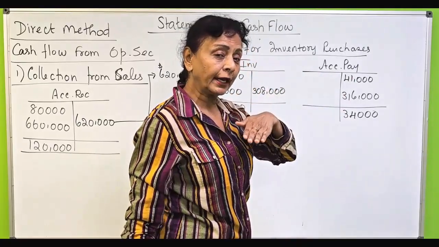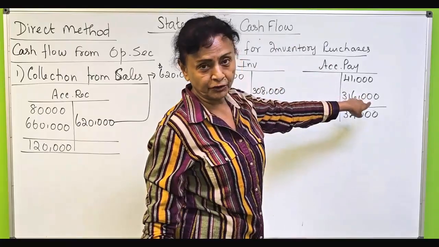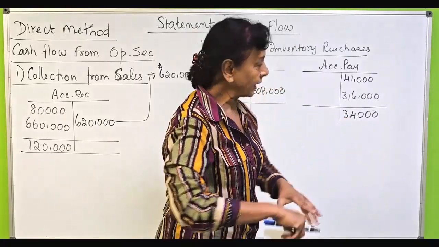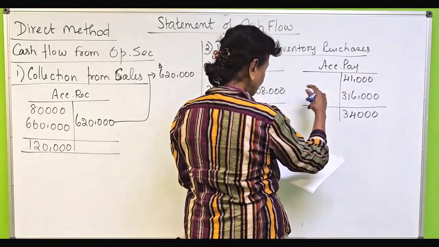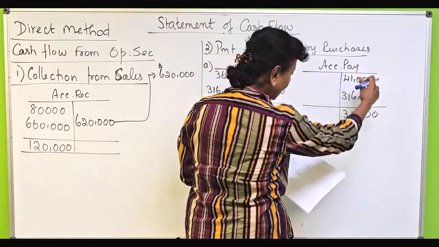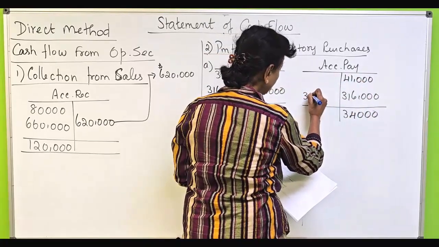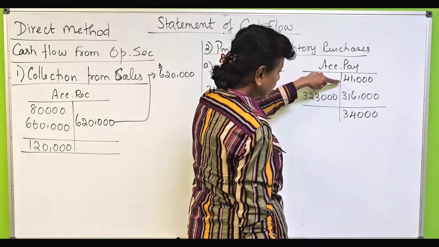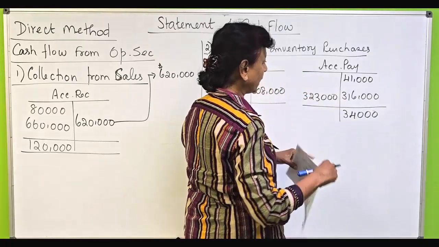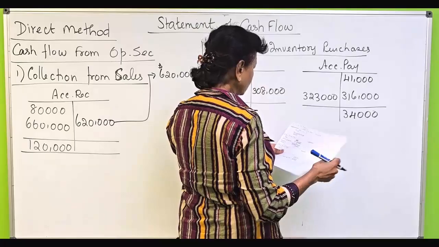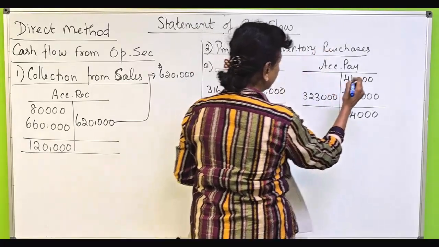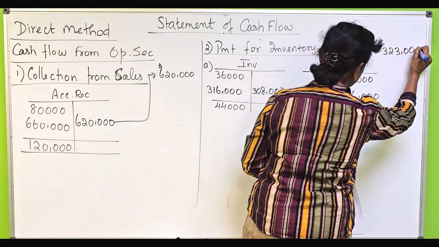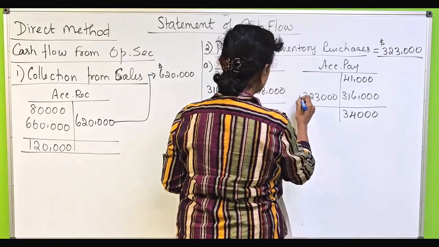That means they must have paid more than the purchase. Out of this total payable, they still have $34,000 left. So how much should they have paid? If you analyze these numbers, they should have paid $323,000, which is this plus this minus this. So the payment for inventory purchases is $323,000. Okay, folks, this is the number.